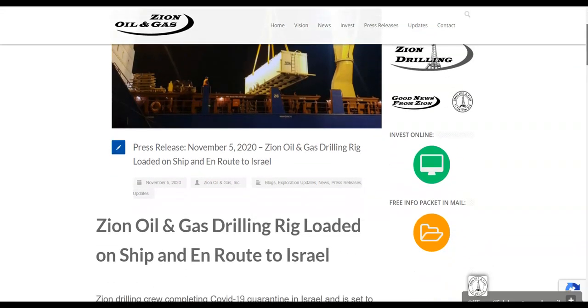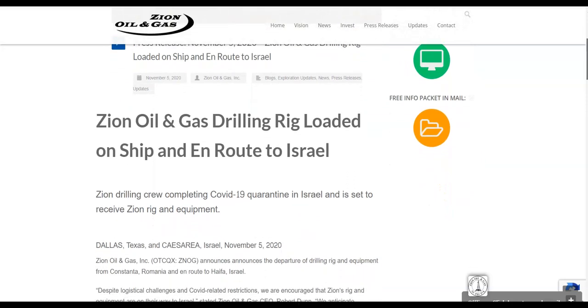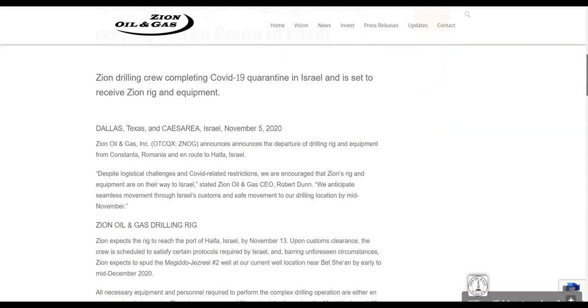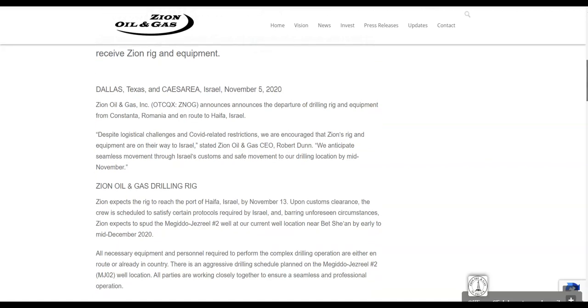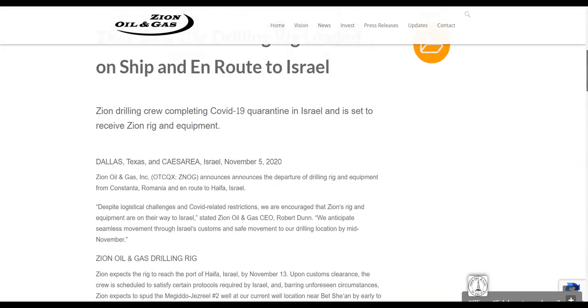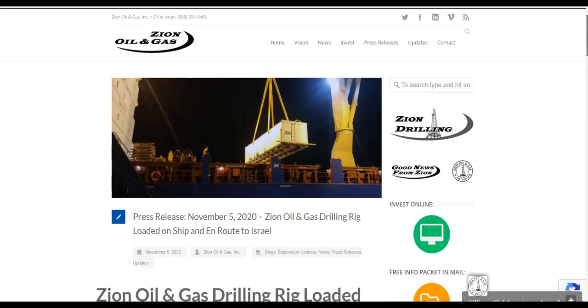Okay, press release: Zion Oil and Gas drilling rig loaded on ship en route to Israel. Okay, and they give you a little bit of information about it: a Zion drilling crew completed COVID-19 quarantine in Israel and is set to receive the Zion rig and equipment. Okay, so this is what sent this thing to start moving in a higher direction. It was just saying the rig is on the way, the crew is ready to receive it and start putting it together. That's it.